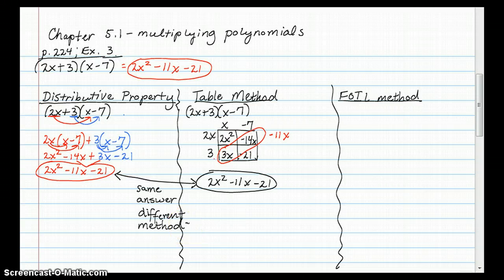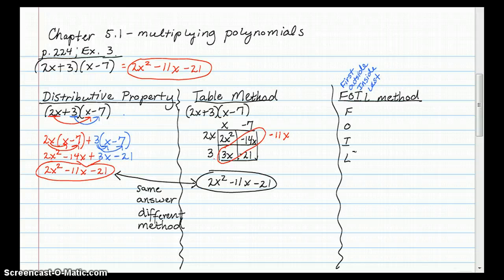All right, now FOIL is another very popular method. This one is in your textbook. All FOIL stands for is F for first, O stands for outside, I stands for inside, and L stands for last. This is just a memory device. So I have students, when I teach this, write the word FOIL. It's just a reminder. You will eventually not write it.